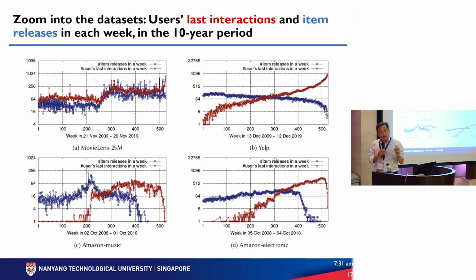And then how about these brown dots? This is the number of users whose last interaction happens. Last interaction, okay? So the user's last interaction may happen here. Movies may be released here, but still we are using a lump sum to train a model, to evaluate a model, right? So does this reflect the reality?